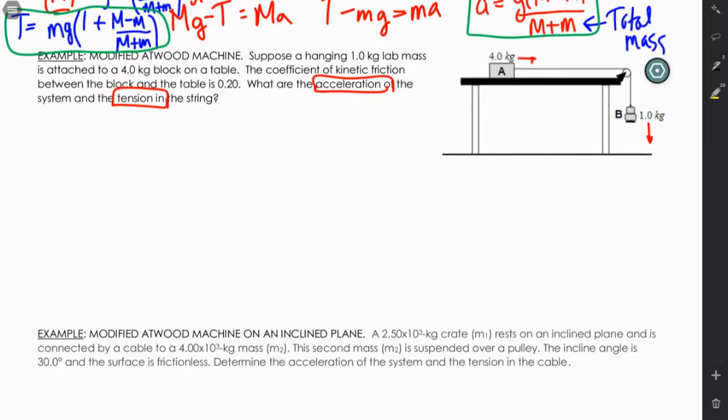So suppose you have a hanging 1 kilogram lab mass attached to a 4 kilogram block on a table. The coefficient of friction between the block and the table is 0.20. What are the acceleration of the system and the tension in the string?